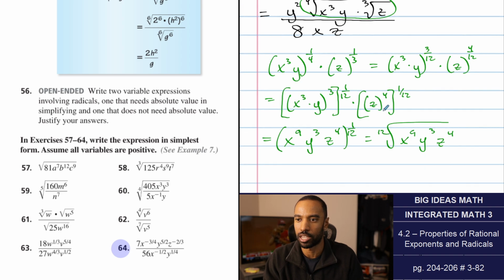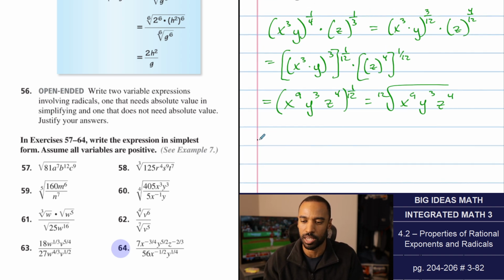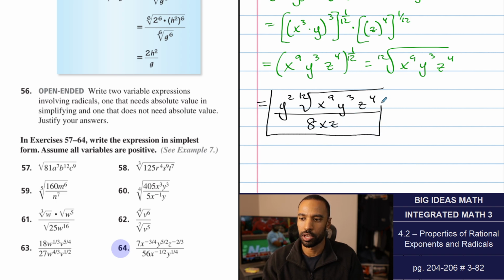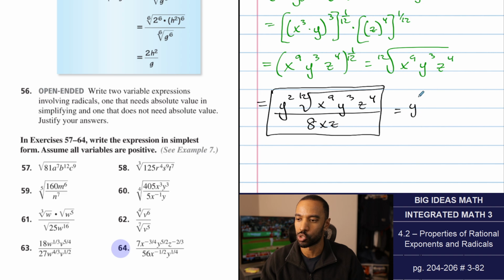So my final answer I can write here, if I did this all correct and didn't make any mistakes, would be y squared on top times the 12th root of x to the 9th y cubed z to the 4th, all over, was it 8xz? All over 8xz. Would Photomath answer it that way? I don't know, maybe. I'd hope so. The alternative answer is with the 1/12th power, which is y squared times x to the 9th y cubed z to the 4th to the 1/12th power, all divided by 8xz.